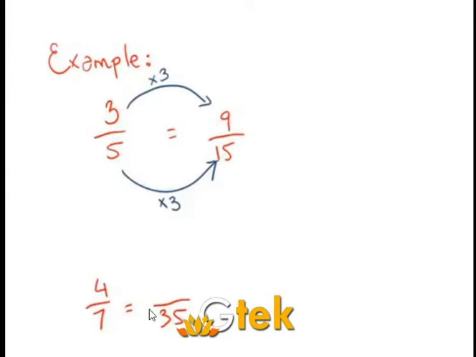So 4 by 7 is equal to numerator over 35. So 7 is going to get multiplied by 5 so as to get 35. So similarly, this 5 will get multiplied over here in the numerator. So 4 into 5 is 20.